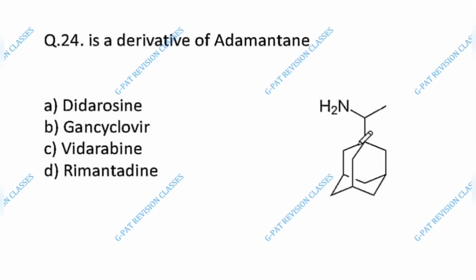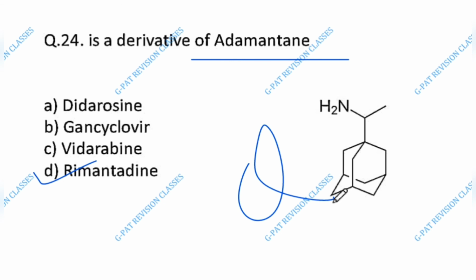Next is question number 24. Rimantadine is a derivative of amantadine. The answer is D.